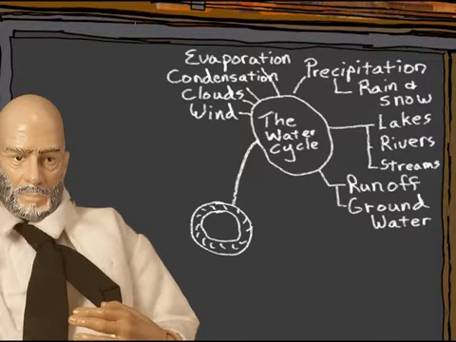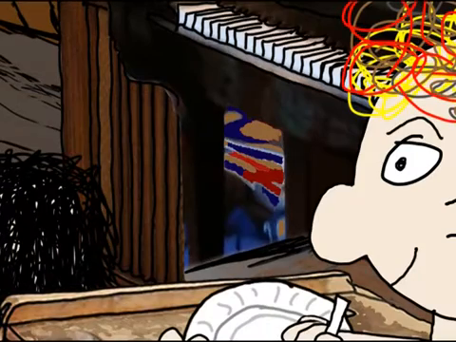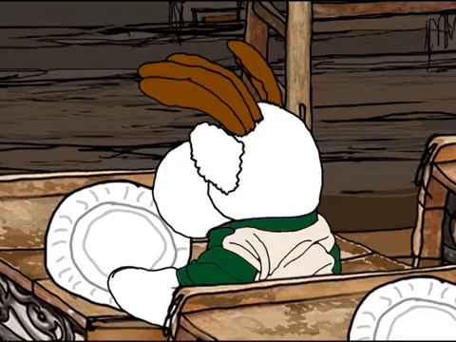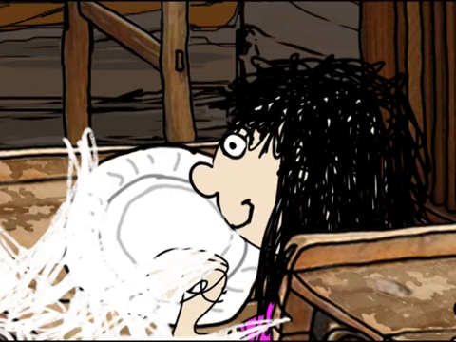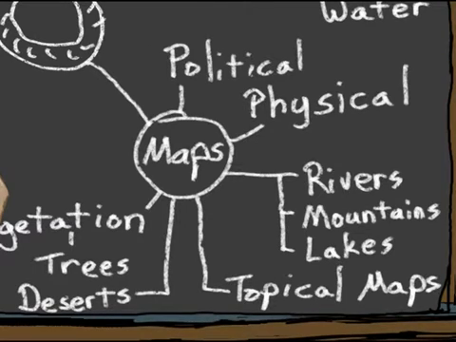Next, in social studies, we've been studying maps. Political, physical, rivers and mountains and lakes, roads, vegetation, trees and deserts, and these are all topical maps.